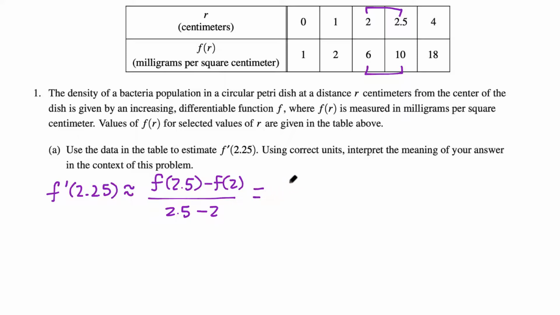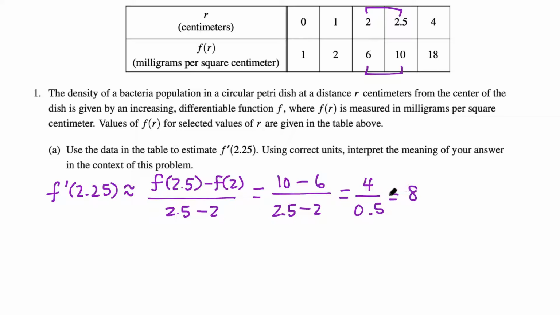So let's go ahead and plug in the points from the table. F of 2.5 is 10, f of 2 is 6, and then over 2.5 minus 2. If you don't want to simplify, you don't have to, because as long as your number is numerically equivalent, you're fine. Since this is the calculator section, you can go ahead and do that. So this is going to be 4 over 0.5, and that simplifies to 8.